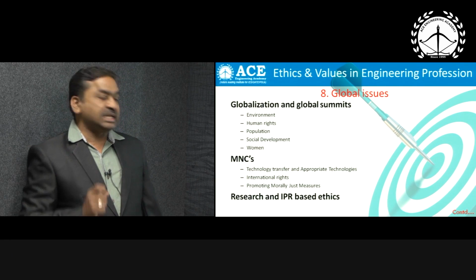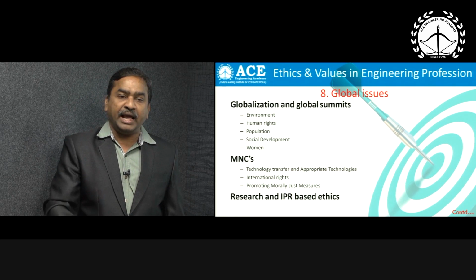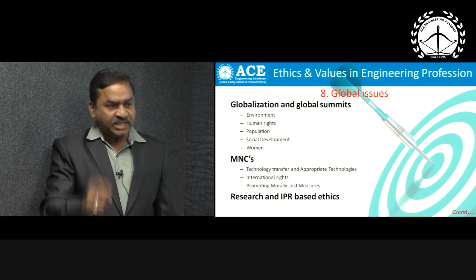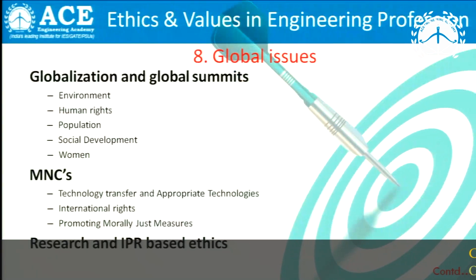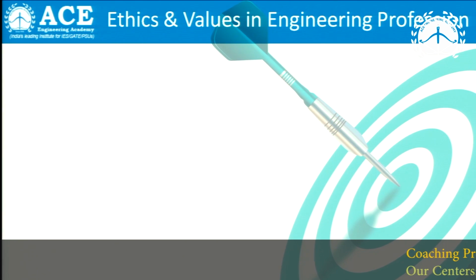Another important component is research and IPR. Protecting someone's intellectual property is an essential component. In this, we talk about plagiarism and copying of intellectual property of somebody without permission. Ethical problems in research and analysis.